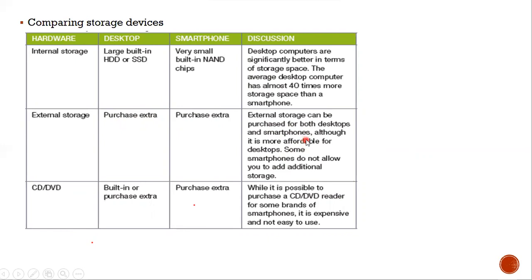You can have an SD card for additional storage. Your CD, DVD, they're built in. If they're not, you can purchase and add extra. But your smartphone, you need to purchase. While it is possible to purchase a CD, DVD reader for some brands of smartphones, it is expensive and not easy to use. So it's not something that you would do often. So although it is possible, it is expensive and it's not easy to use.